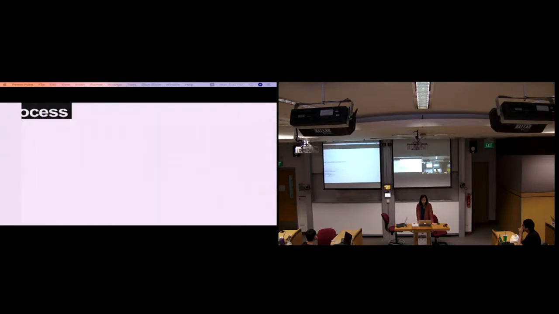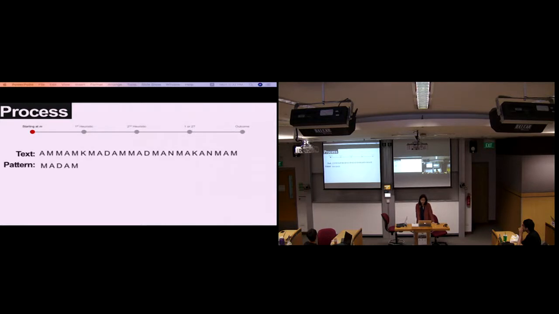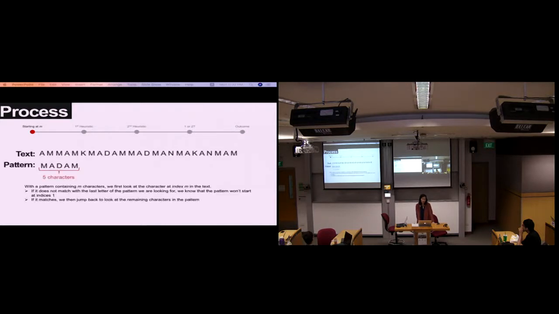So I mentioned that it compares from right to left. This is how it starts. It looks at the number of characters that the pattern has. So for example, if you're trying to look for the pattern madam in the string of text there, we first see that there are 5 characters. So we then look at the text aligned with the last character of the pattern, and if it doesn't match, we know that the pattern won't appear from the first index. But if it does, then we hop backwards to see whether it matches up.